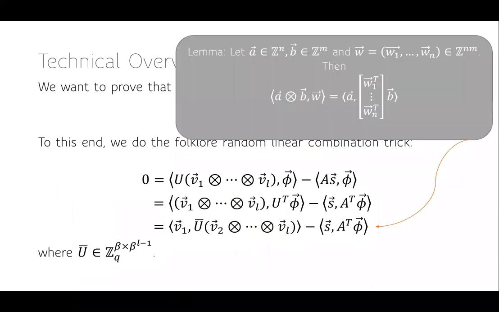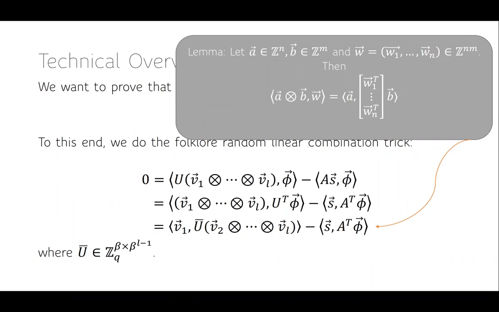So for the third line, we will use the following lemma, which says that if I have some vectors A and B, A has dimension n and B has dimension m, and W has length n times m, and I can write this as subvectors W1 up to Wn, then the inner product of A tensor B with W is equal to the inner product of A and the matrix W1 transpose, W2 transpose up to Wn transpose times B. So it just, well, nothing too complicated.